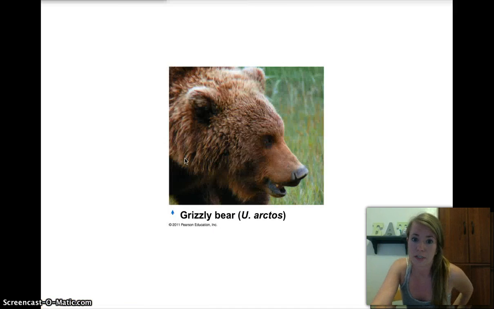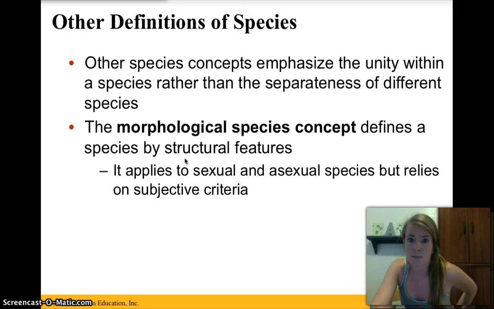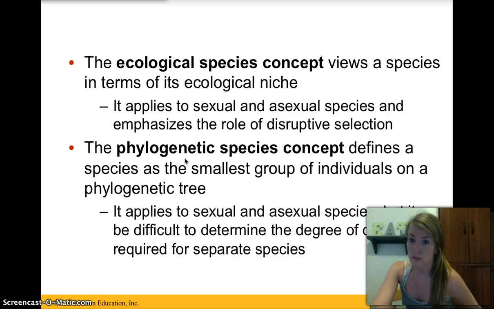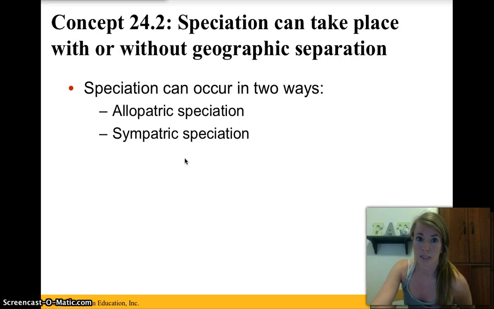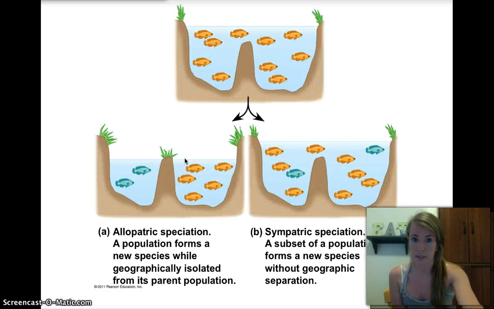Then there's a couple others, such as morphological species concept, ecological species concept, and phylogenetic species concept. Look over those, but just know that biological species concept is the main accepted one, although it is not 100%. All right, so now we're going to talk about how these species actually happen, how speciation happens. It can happen in two ways. It can happen allopatrically or sympatrically.